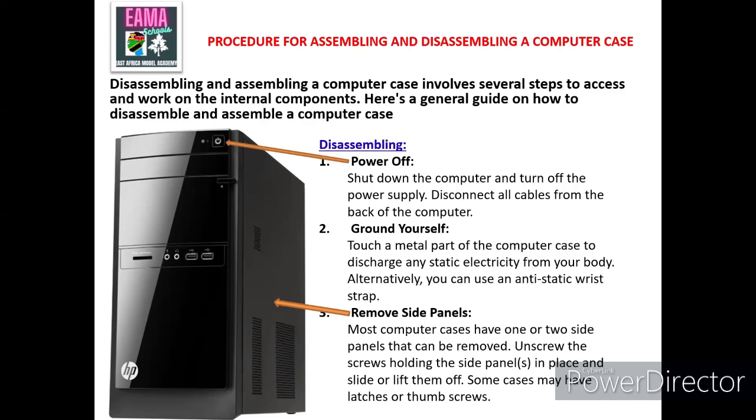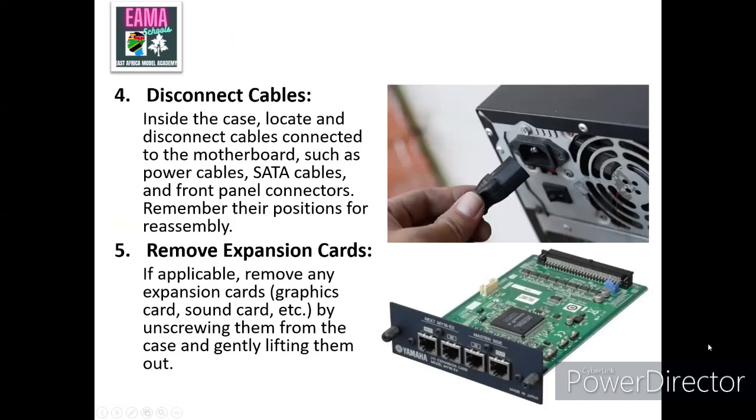3. Remove side panels. Most computer cases have one or two side panels that can be removed. Unscrew the screws holding the side panels in place and slide or lift them off. Some cases may have latches or thumb screws. 4. Disconnect cables. Inside the case, locate and disconnect cables connected to the motherboard, such as power cables, SATA cables, and front panel connectors. Remember their positions for reassembly.